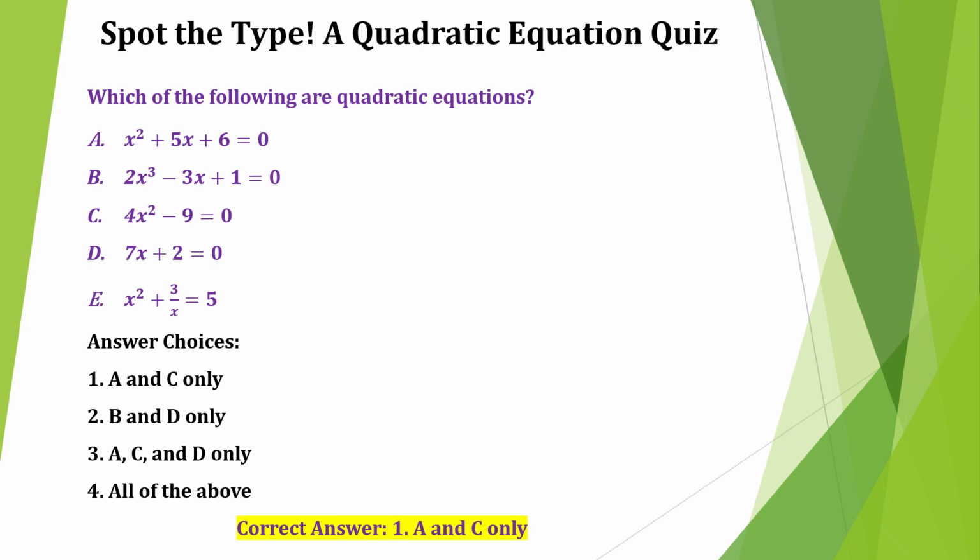The last one, E, is x square plus 3 by x is equal to 5. That looks like a quadratic equation. But when we convert that into ax square plus bx plus c is equal to 0, where there is no denominator, we actually will solve the left hand side. When we solve it, it will make it x cubed plus 3 is equal to 5x. So this again is a cubic equation, not a quadratic. So A and C are the quadratic equations, the rest are not, and hence answer choice 1 is the correct one.